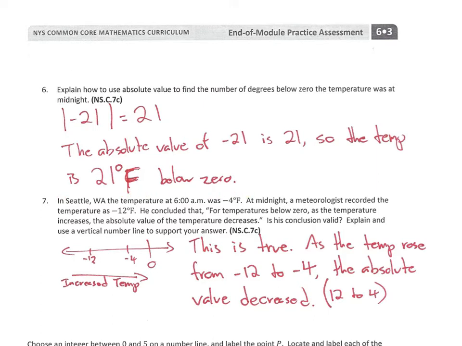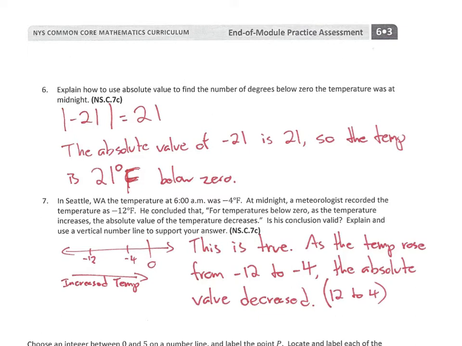All we're trying to explain here is that the absolute value tells us that negative 21 is 21 degrees. So if it's a negative 21, it's telling us it's 21 degrees below zero, because negative 21 is still 21 as a distance when you measure it from zero.